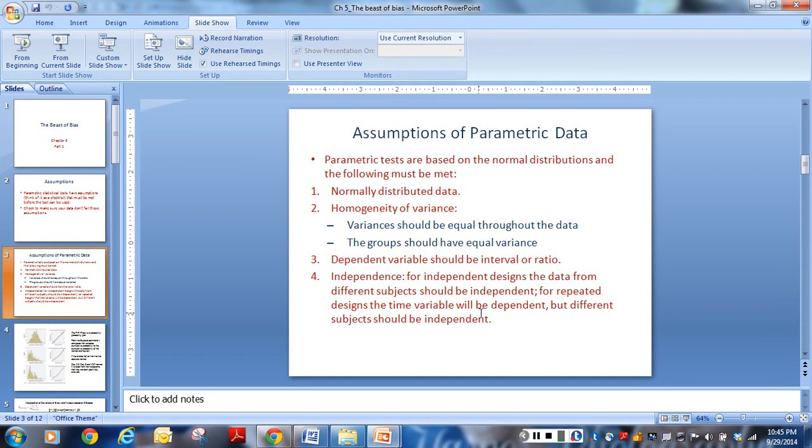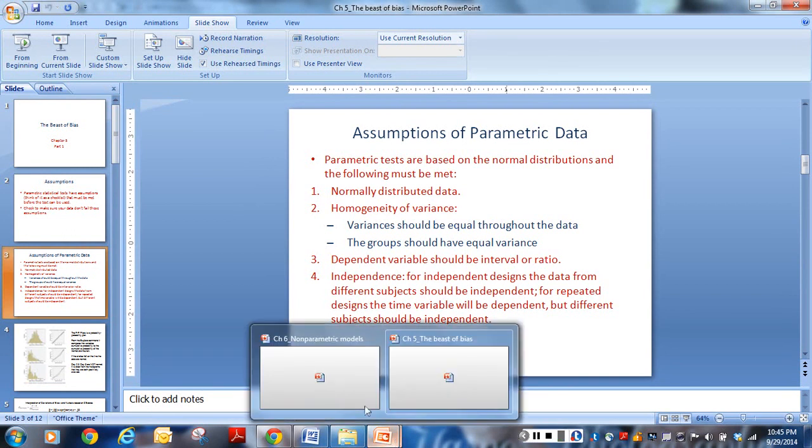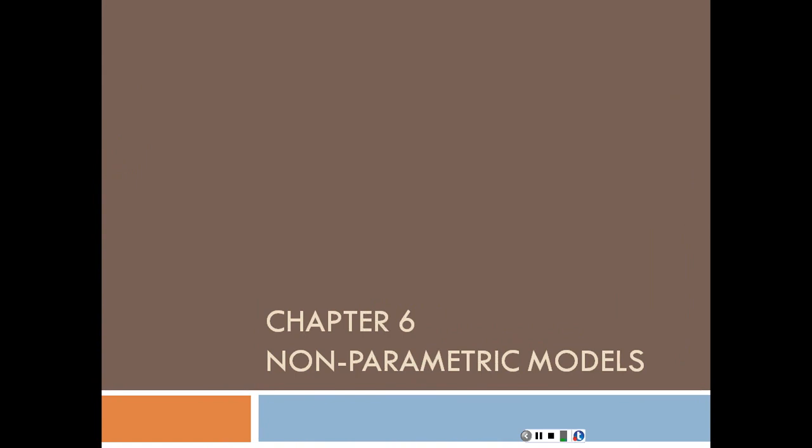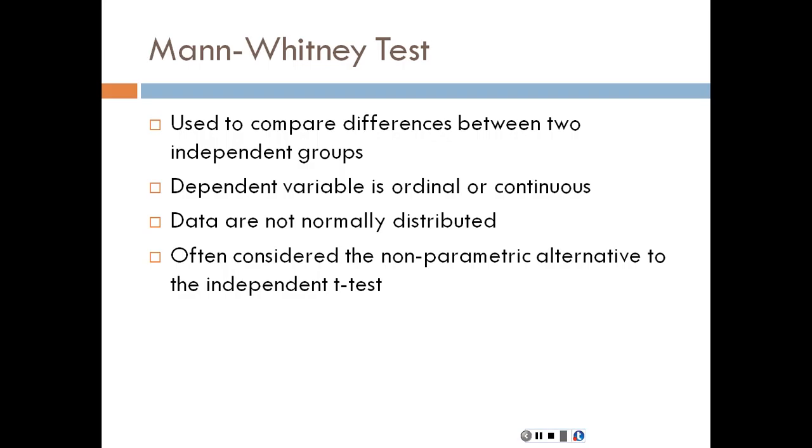What if your data are not normal, for instance? Or what if your dependent variable is ordinal instead of interval or ratio? In this particular case, we can use non-parametric models, which is what we will be discussing this week. The first non-parametric test that I want to talk about is the Mann-Whitney test.